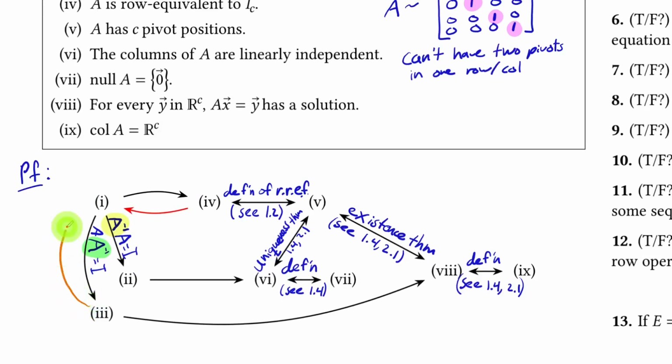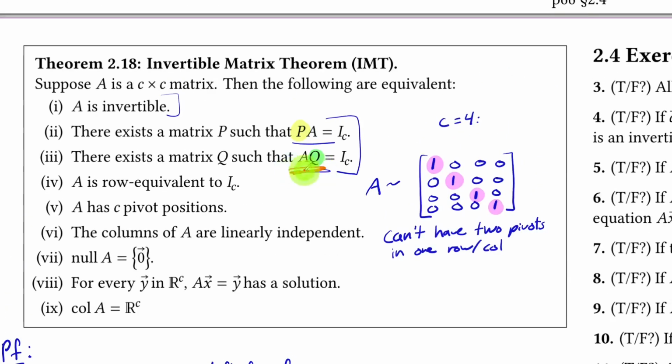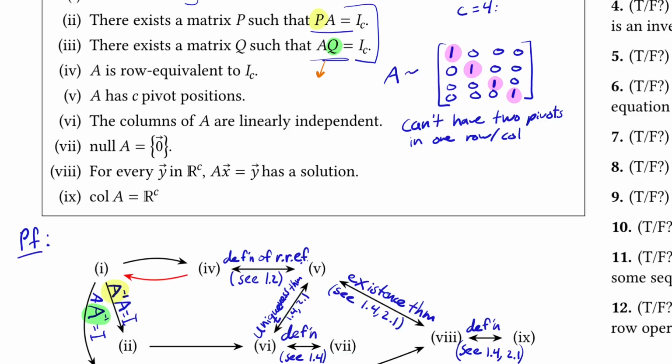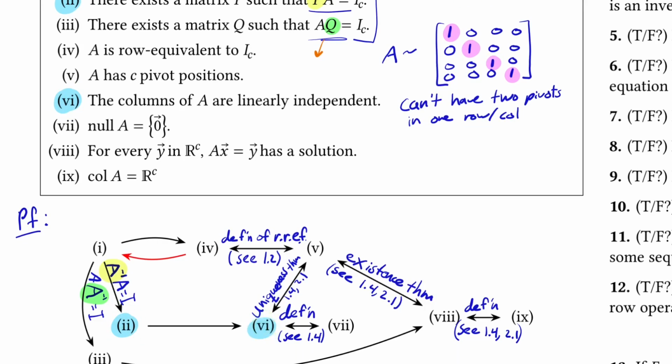It's hard to go back the other way from these, because if you just know there's an inverse on one side or the other, it's actually really hard to show that it works on the other side, because in general, matrix multiplication is not usually commutative. You don't know that QA is going to be the same thing as AQ. So the thing you need to do is to connect thing 2 to thing 6. And you're actually going to do that as an exercise.